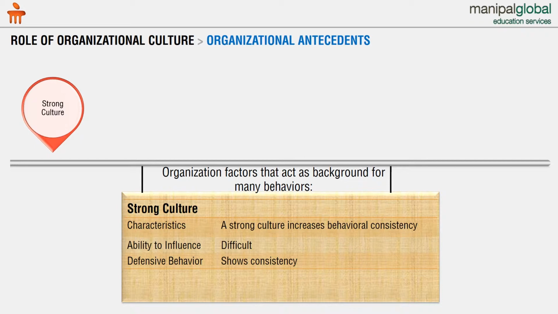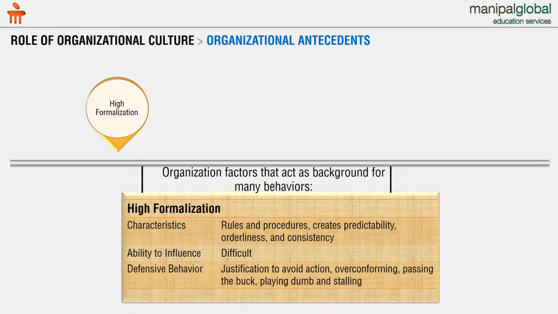When it is there, the ability to influence is difficult because they look for conformity, they look for standard procedures and precedents. High formalization, where there are rules and procedures, creates predictability, orderliness and consistency. Again, in such an organizational culture, the ability to influence is difficult because they look for conformity, they don't experiment with flexibility, and they are not open to experimentation. The defensive behaviors you notice in high formalization cultures are justification to avoid action, overconforming, passing the buck, playing dumb and stalling. We did discuss in detail the importance of these defensive behaviors in module 2, and in module 4 we will approach the influencing tactics to overcome some of these defensive behaviors.